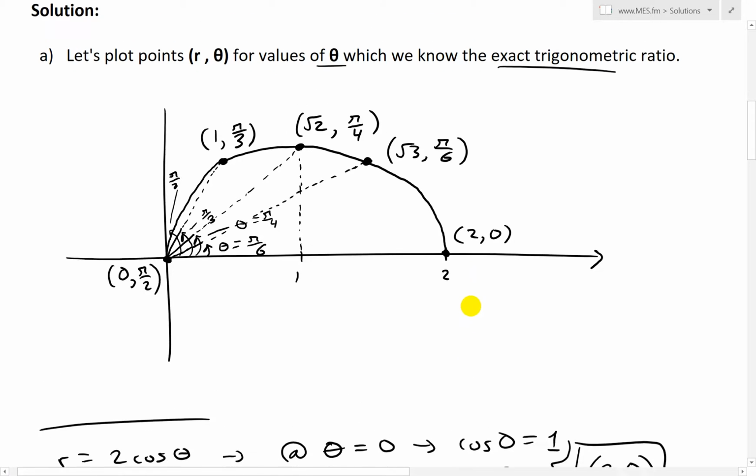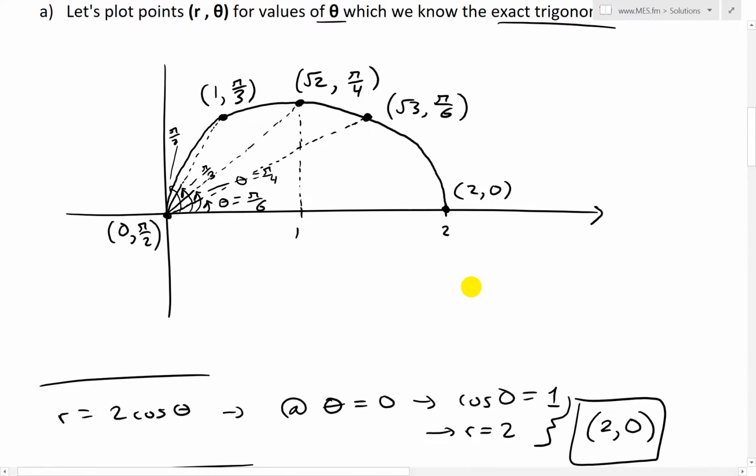The next thing we're going to do is look at the negative version of these angles. If we draw this like this and go here, that's negative pi over 6, and across here we get negative pi over 4, and likewise here negative pi over 3.